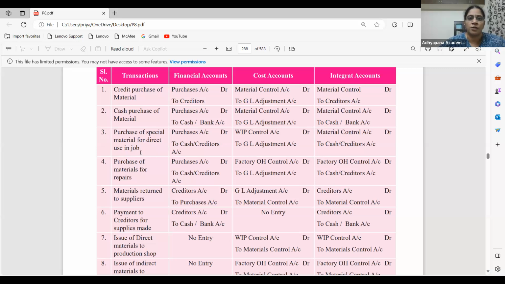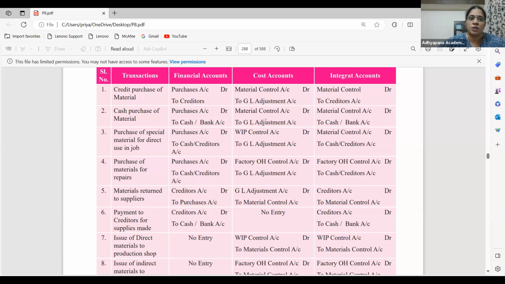So what happens in financial accounting is they do not analyze for what you are purchasing the raw material, whether you are going to stock it up or use it for a job. Such analysis doesn't happen in financial accounts. Once you incur an expenditure, they record an expenditure. That's all. They do not get into deeper analysis of why such cost is incurred. Okay. So when purchasing special material for use in a job, it is simply purchases to cash if it is a cash purchase, or creditors if it is a credit purchase.